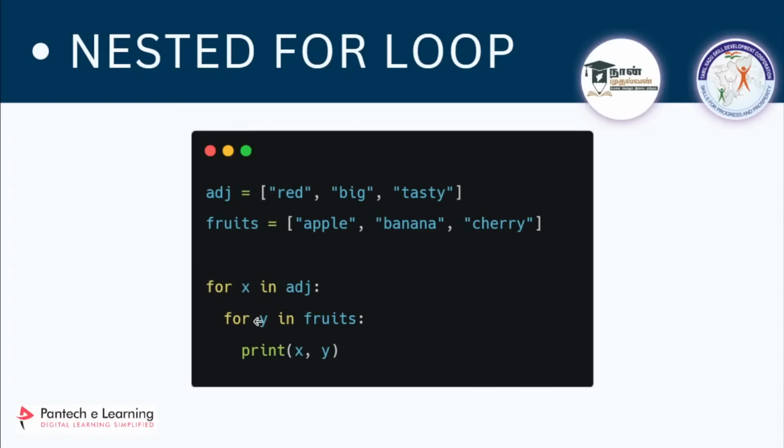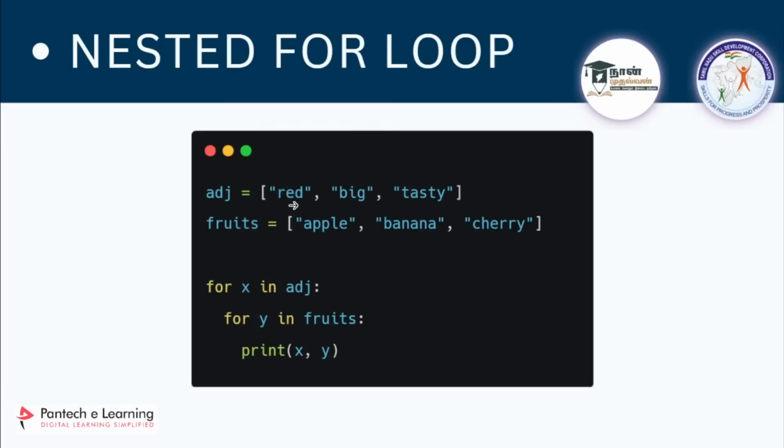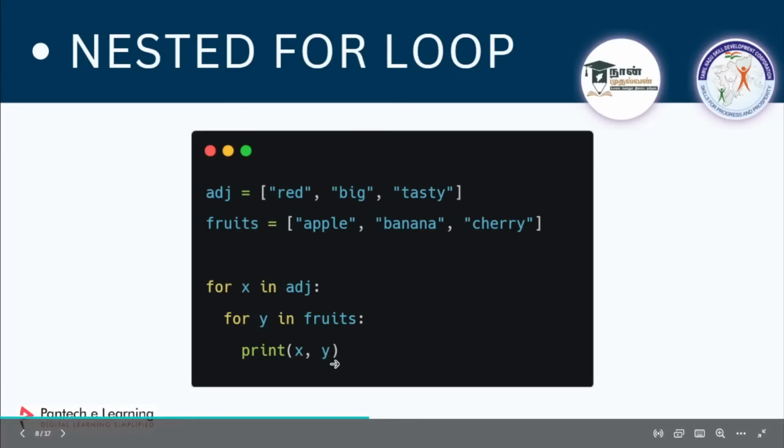What will be the value of y in the first iteration? It will be apple. Inside the body of this second for loop, I am printing x comma y, where the value of x is red and the value of y now is apple. It will print red apple.